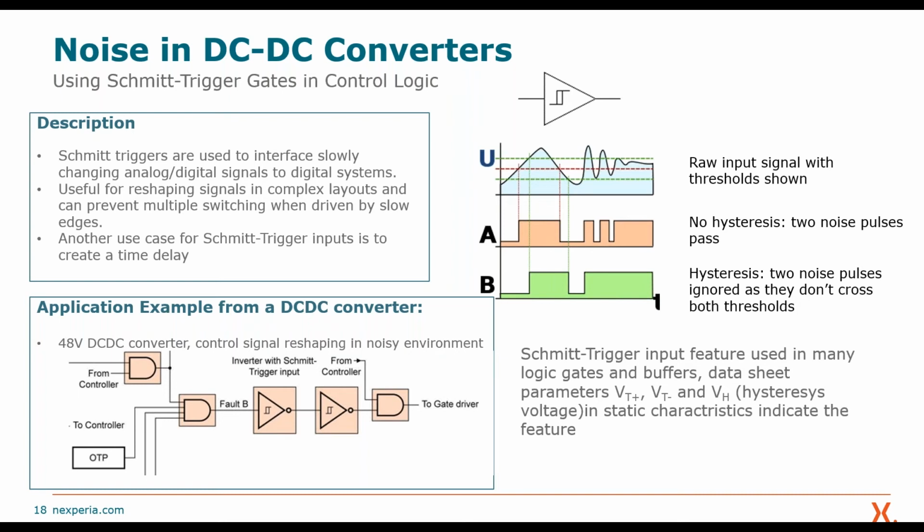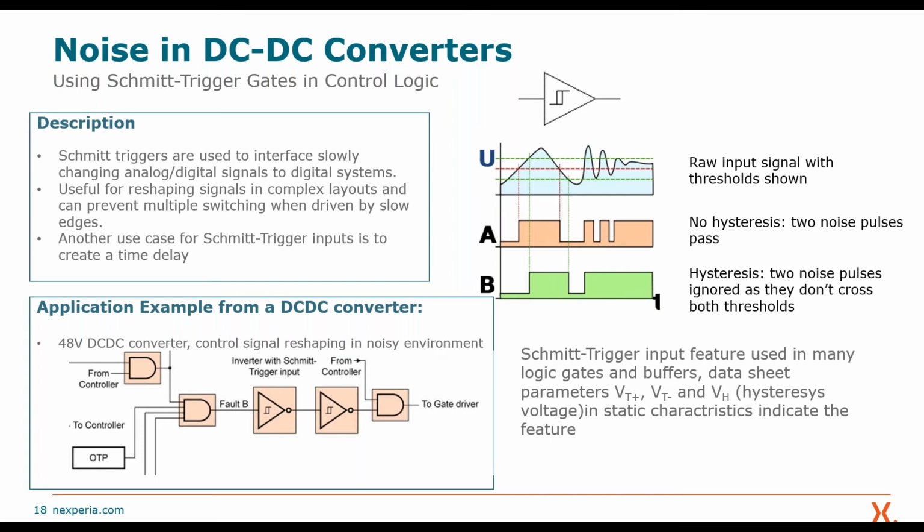We can see in the schematics of these kinds of DC-DC converters that they're used to combine the digital signals coming from the controllers and also from the sensors for over voltage, over current and over temperature. They all need to be combined and protected, and it must be assured that the signal is stable. That can very well be done using one of our Schmidt trigger devices, as shown here in the application example block diagram.